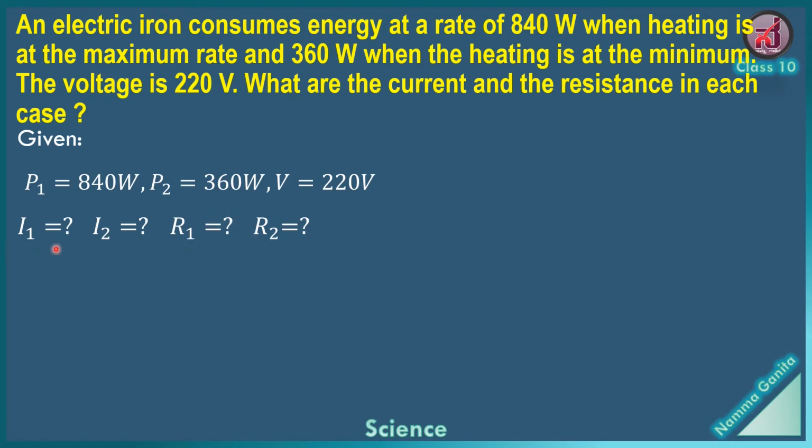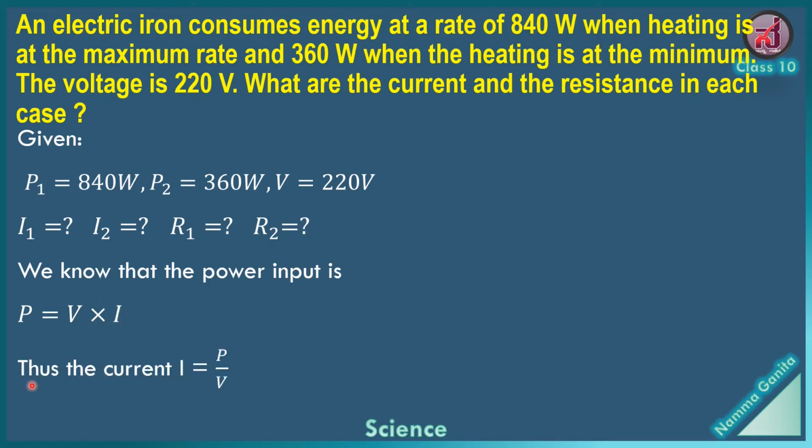I1 means current at the maximum rate, I2 means current at the minimum rate, R1 is resistance at the maximum rate, and R2 is resistance at the minimum rate. We have power P is equal to V into I, where V is voltage and I is current. Thus, the current I is equal to P divided by V. Shift the voltage to the left hand side.